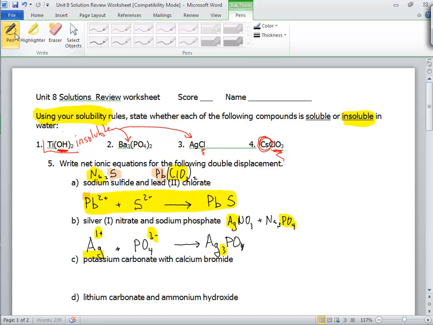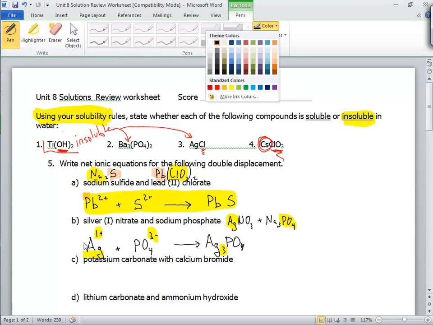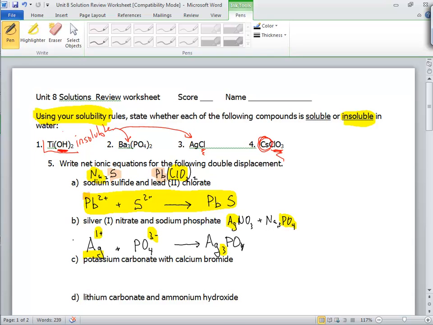To make this balanced, we need a 3 in front of the silver to give us both a charge of +3 and balance the charges so they add to 0, and to make it so we have the same number of silver and phosphorus and oxygen on each side of the arrow. So the portion I'm highlighting right now is the net ionic equation for this reaction that's described.